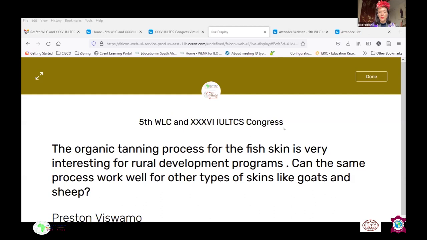I don't know if Gustavo has anything to add into that. Not really, not a lot to add, but I know Fabian is working on other types of skins. And yes, I'm sure that skins like goats or sheep can be perfectly processed with these organic processes. Okay, thank you very much.